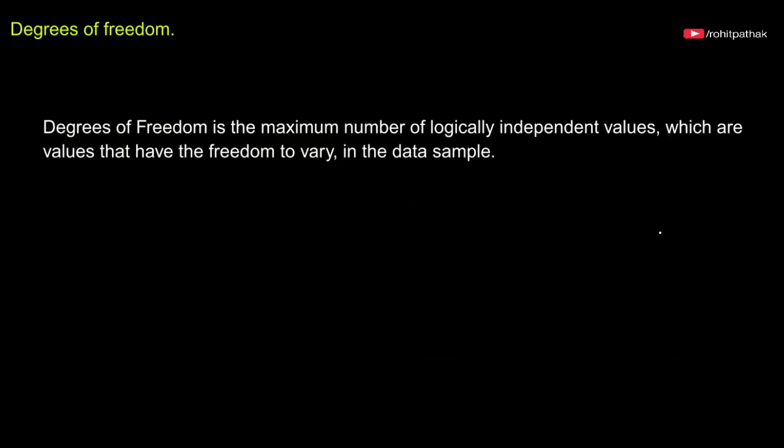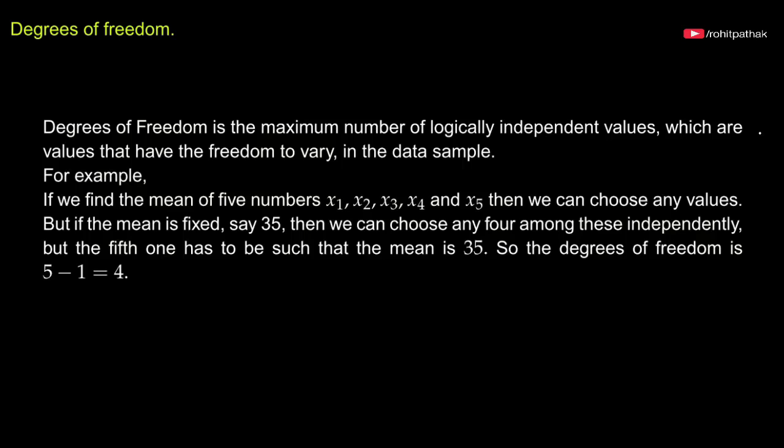Now what is degrees of freedom? Degrees of freedom is the maximum number of logically independent values. That means how many values can we choose independently to compute or calculate a given sample statistic. For example, if you want to find the mean of 5 numbers x1, x2 up to x5, then we are free to choose these 5 numbers. So there is no restriction on finding the mean. We can choose any 5 numbers and find the mean. But if we fix the mean as 35, then we are not free to choose all 5 numbers independently. We can choose at the most 4 numbers independently, as the last number must be such that the mean is 35. So degrees of freedom in that case will be 5 minus 1 equal to 4.